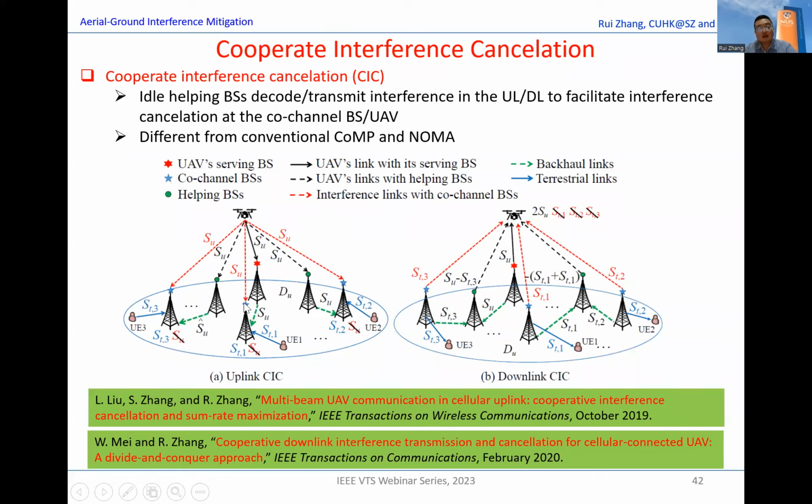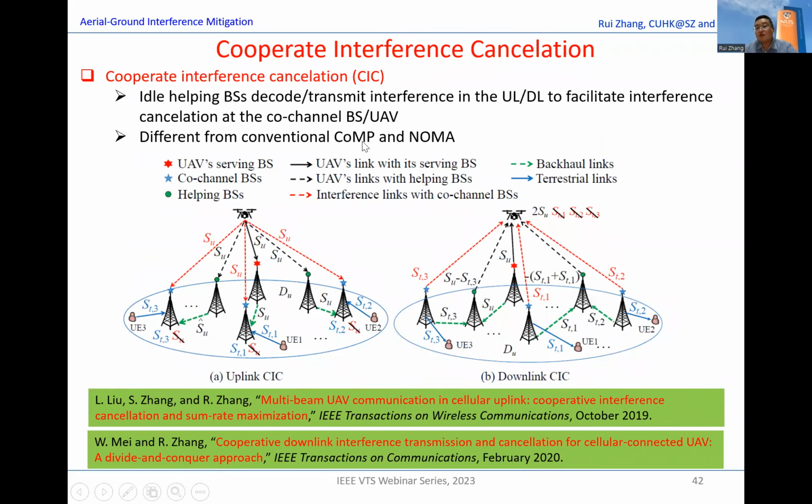The idea is that we already know the interference. For example, let's say the UAV transmits, it will cause interference to many co-channel base stations. But how to cancel such interference? Traditional ways in satellite networks use two techniques. One is called CoMP, the other one is called NOMA.